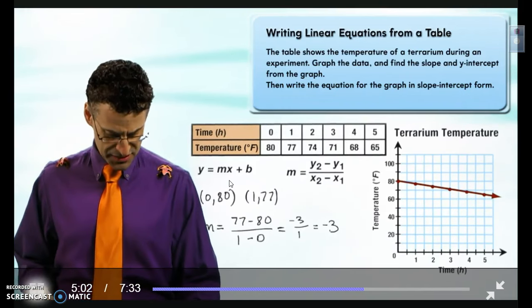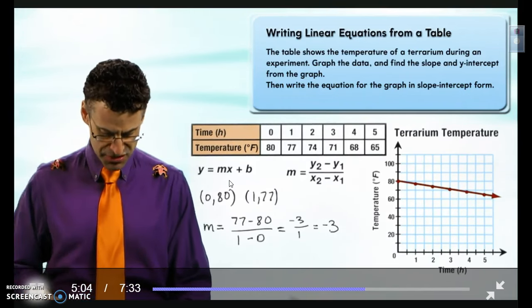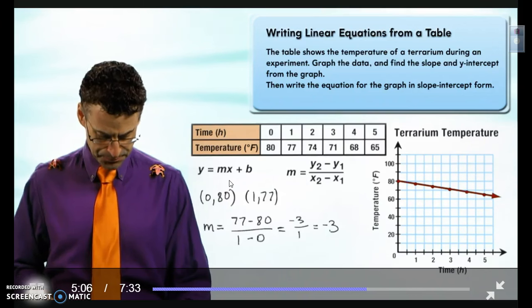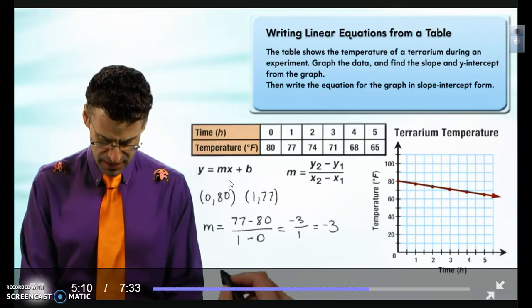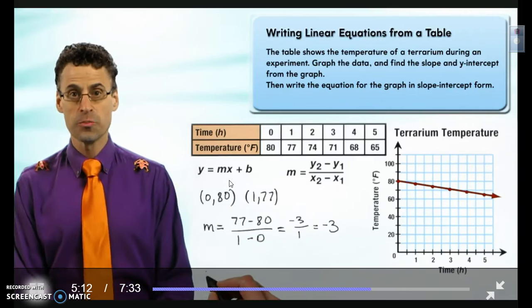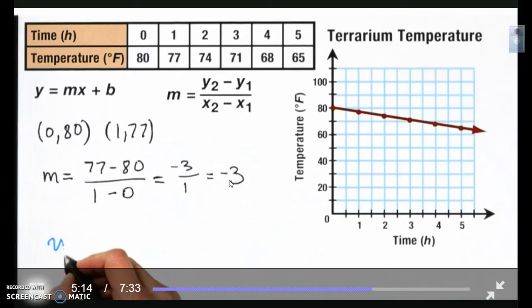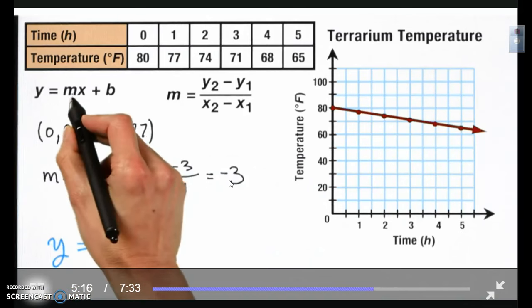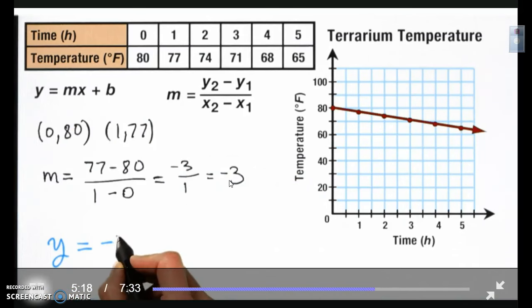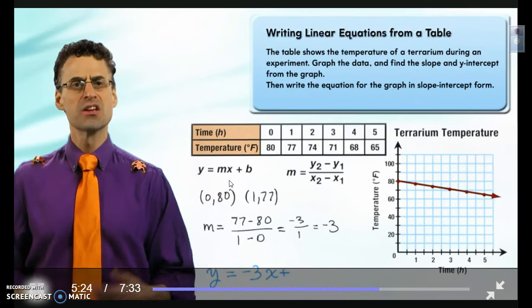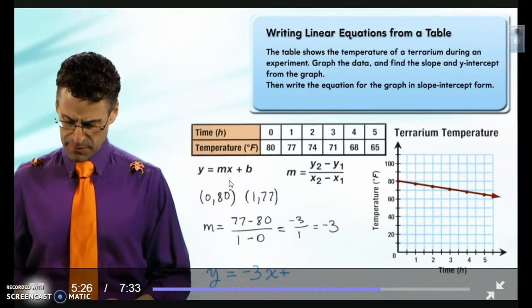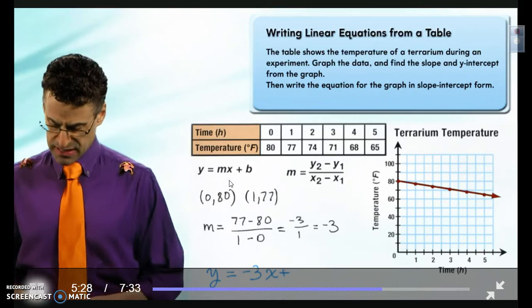Okay, now let's see if we can just clean up our mess a little bit here. We know the slope is negative 3. And so now I want us to write the equation for the line in slope-intercept form. So it's y equals the slope, which we just saw is negative 3, x plus b. And b, remember, is the y-intercept. So what is the y-intercept? Let's see if we can find that by looking at the picture, looking at the graph.